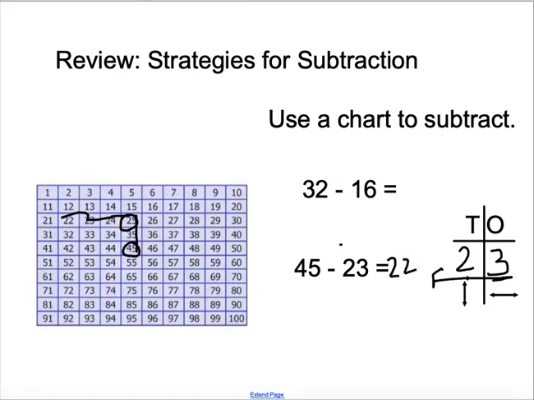Another way you could have done it was to add up or count up. So I would start with 23 and I'm going to add up to 45. 10, 20, 21, 22. And either way I do it, it's going to have the same difference of 22.